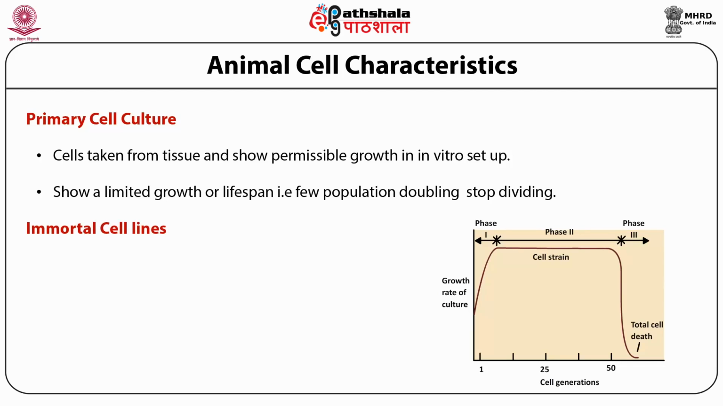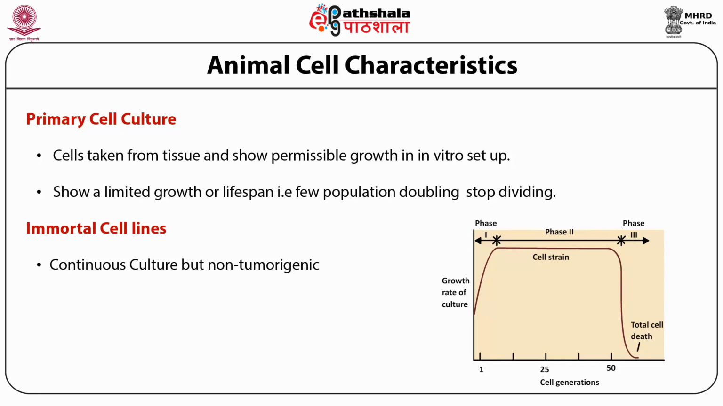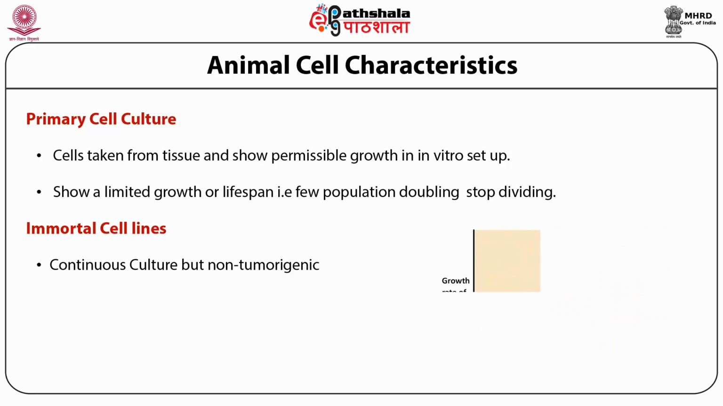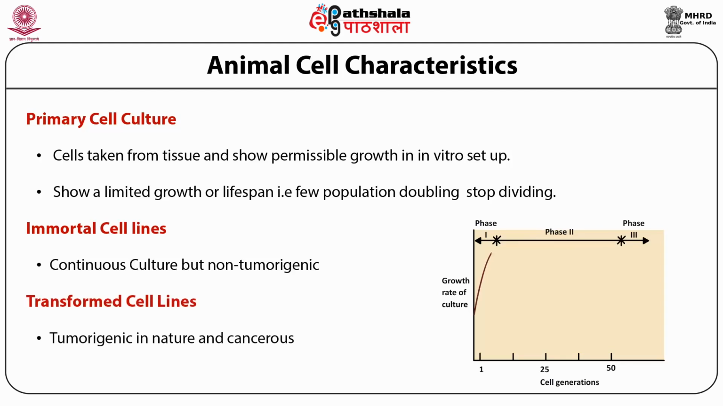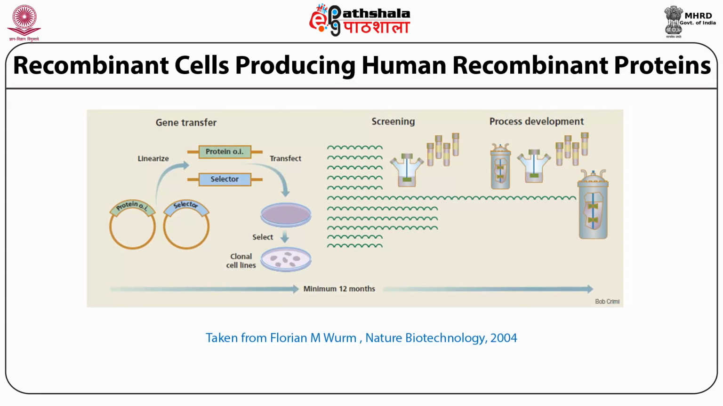The immortal cells grow continuously, but when they reach confluence, they will stop their division. Usually, the immortal cells are non-tumorigenic. However, certain immortal cells are also transformed cell lines which are cancerous in growth. That is, they grow continuously and do not show contact inhibition. The fourth type is the recombinant cells, and these are those cells which produce human recombinant proteins.